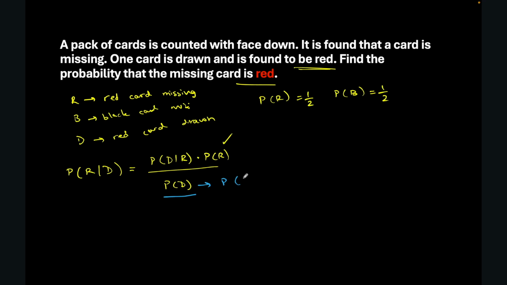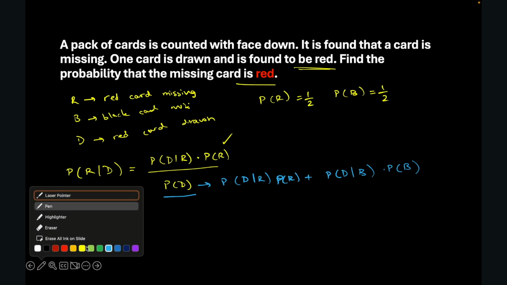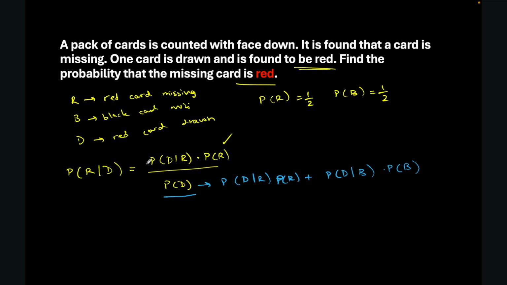What we can do is probability of D given R times probability of R plus probability of a red card being drawn given black card is missing times probability of black card. Okay? We have this as well. Now we have to find the last part of the puzzle, which is this in green, right?